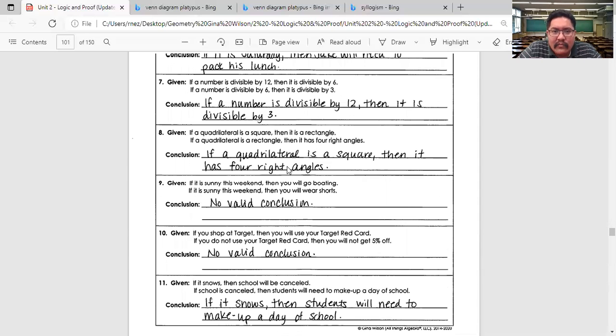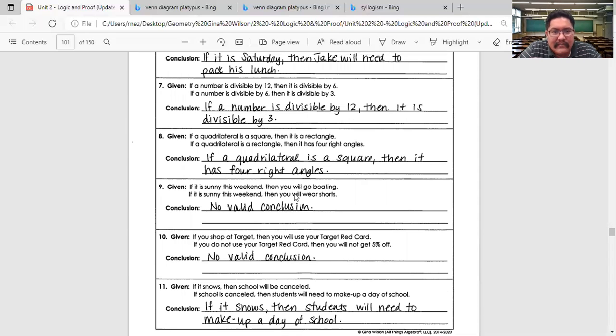Now, to make this one work, we would probably say something like this. If it is sunny this weekend, then you will go boating. If you go boating, then you will wear shorts. That's what it would be. Then the conclusion would be, if it's sunny, you will wear shorts. That's what it should be. But again, it doesn't follow the same thing because they both start with, it is sunny this weekend. And that's not the way it works out. It doesn't follow that path.